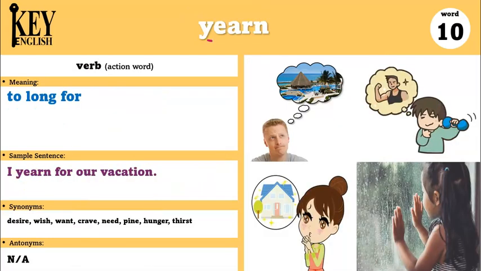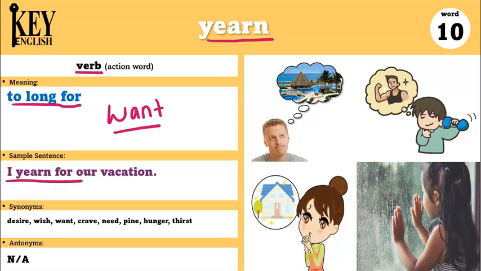Our last word is yearn. Yearn is a verb and it means to long for. When you yearn for something, you really want that thing. For example, I yearn for our vacation. In this sentence, there is someone who's going on vacation and maybe they can't wait anymore. They really want to go. So we can say he yearns to go on vacation. He really wants to do it.